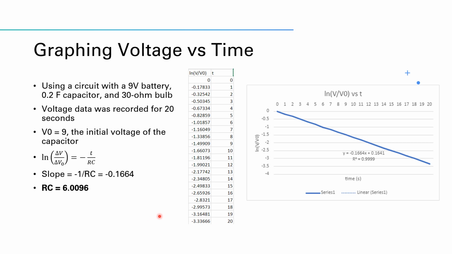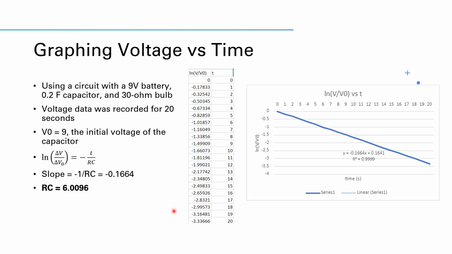This was done using a circuit of a 9-volt battery, a 0.2 farad capacitor, and a 30 ohm bulb. The capacitor was charged, then the battery was removed, and the capacitor was discharged. Over the next 20 seconds, the potential of the capacitor was tabulated. The initial value of V was equal to 9, which is the voltage of the battery.